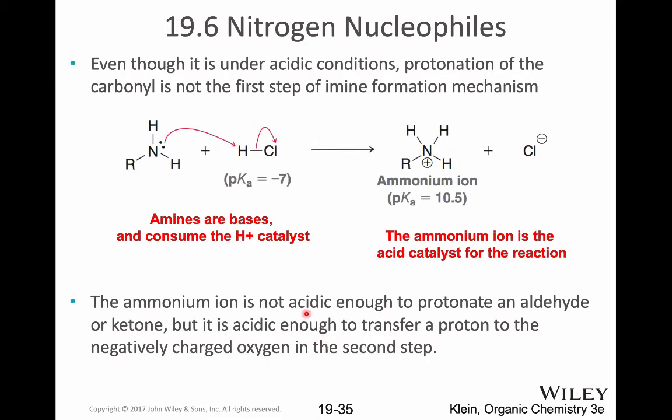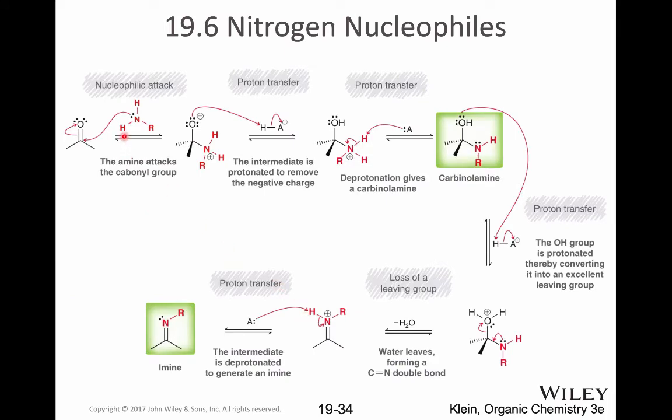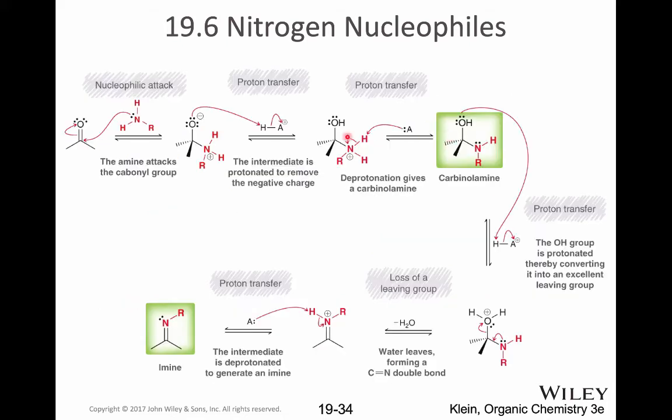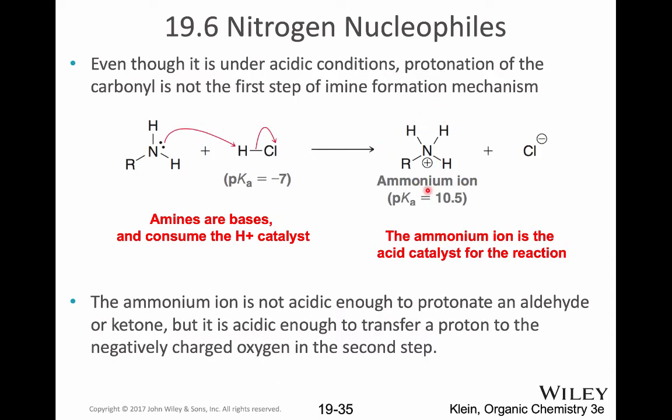Now notice that the nitrogen attacks directly onto that carbonyl carbon. In these reactions, even though it's under acidic conditions, protonation of the carbonyl isn't the first step. The most basic thing in there is actually the nitrogen. So when I put an amine with some kind of acid in there, the first thing that happens is I protonate that nitrogen to make the ammonium salt. And this ammonium salt is actually the acid catalyst that's doing all the protonation. So in the previous slide, the A in HA is actually the ammonium salt.